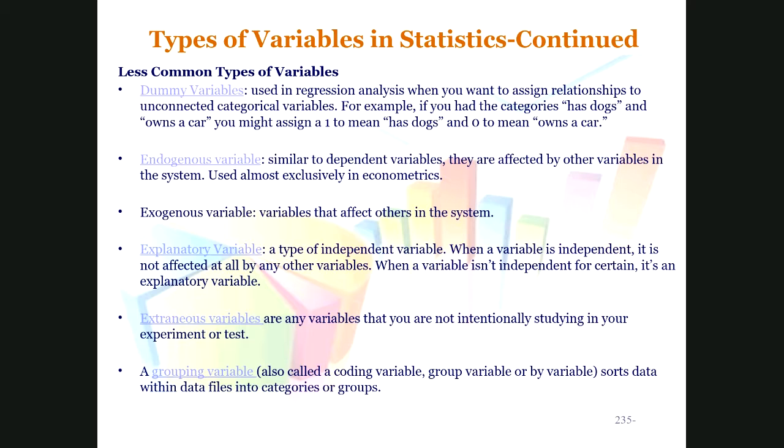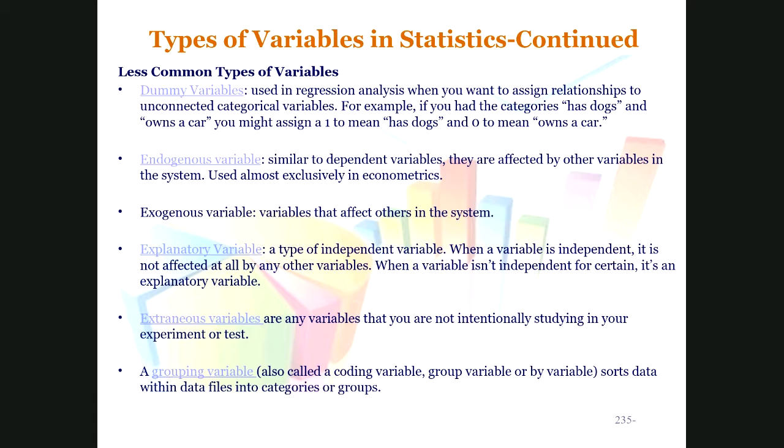Exogenous variables are ones that affect others in the system, can be similar to noise. Explanatory variables are a type of independent variable. When a variable is independent, it's not affected at all by any other variables in the system. When a variable isn't independent for certain, it's an explanatory variable. Extraneous variables are any variables that you are not intentionally studying in your experiment or test. In other words, it's noise. You don't want noise when you're doing an experiment.